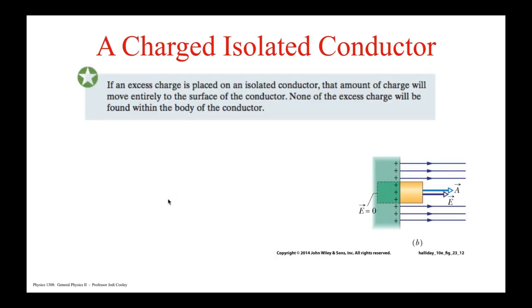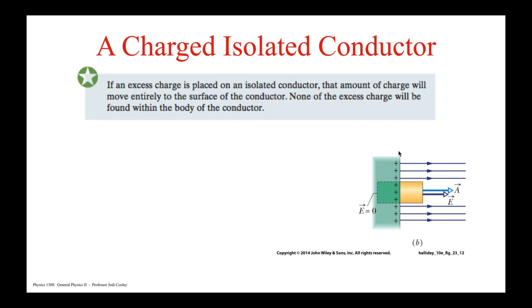Now let's take the case of an isolated conductor. If we have an isolated conductor in which an excess charge is placed on it, that amount of charge will move entirely to the surface of the conductor. None of the excess charge would be found within the body of the conductor.